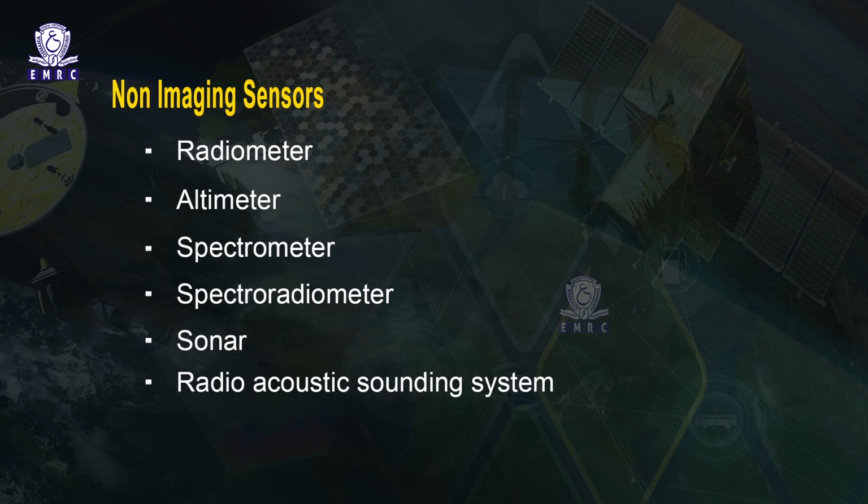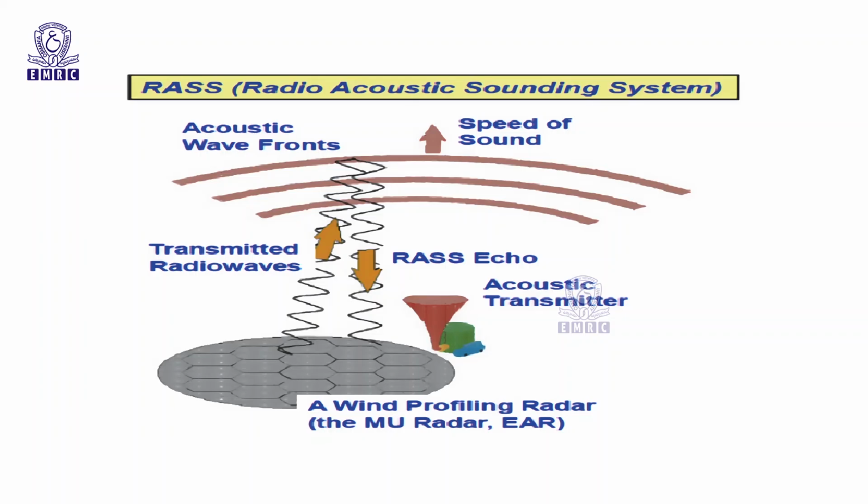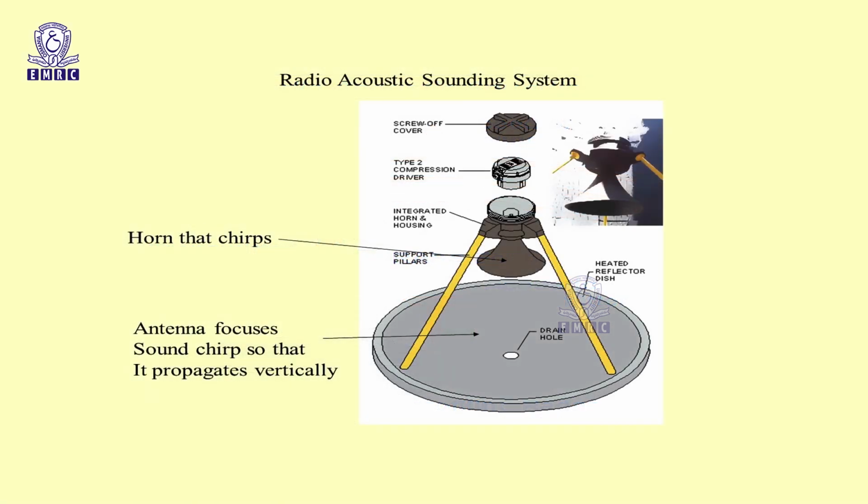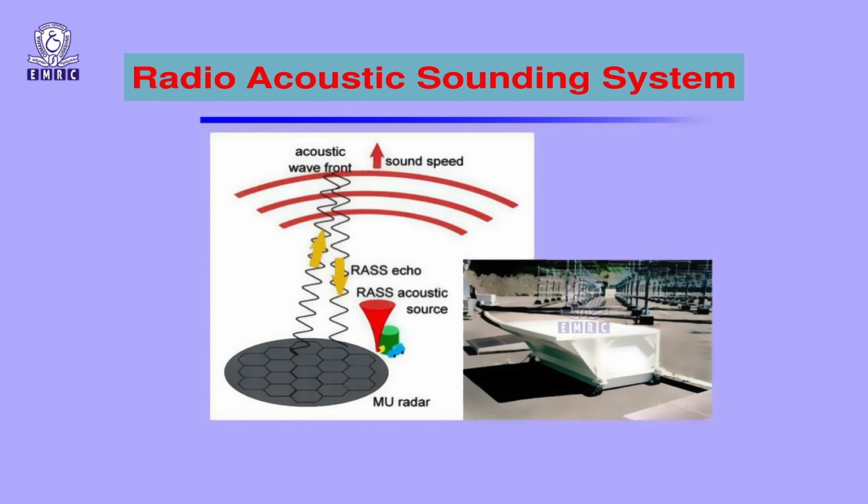Radio acoustic sounding system. This instrument uses radio waves and acoustic waves. It is used for measuring atmospheric lapse rate, using backscattering of radio waves from an acoustic wavefront to measure the speed of sound at various heights above the ground. It is added to the radar wind profile or the sonar system.